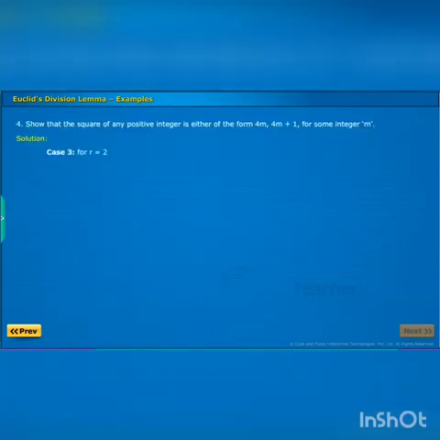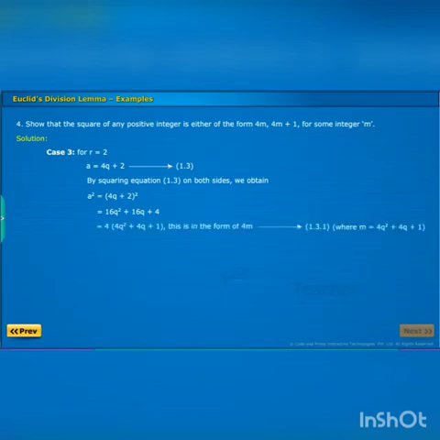Case 3. For r equal to 2, a is equal to 4q plus 2. By squaring equation 1.3 on both sides, we obtain a square is equal to 4q plus 2 whole square, that is equal to 16q square plus 16q plus 4, which is in turn equal to 4 into 4q square plus 4q plus 1. This is in the form of 4m. Let it be represented as equation 1.3.1.